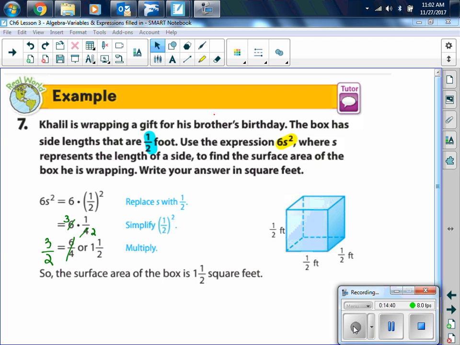1/2. Very good. So 1/2 goes in for the s, and we're going to square that. So 1/2 squared is equal to 1/4, right? So we end up with 6 times 1/4, and of course, before we multiply, we're going to simplify. And I end up with 3/2. And of course, 3/2 we can change back to 1.5 feet squared.